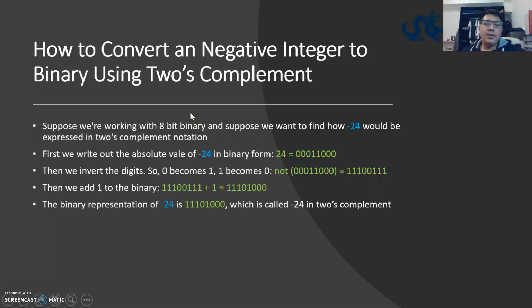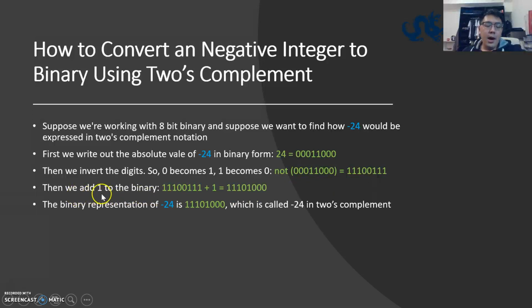And how do we convert a negative integer to binary using 2's complements? Well, there are several steps. Let me also explain this with an example. Suppose we are working with 8-bit binary, and suppose we want to find out how negative 24 would be expressed in 2's complement notation. First, we write out the absolute value of negative 24 in binary form, which is going to be 0001 1000. Then we invert the digits, so 0 becomes 1 and 1 becomes 0. So it turns out to be 1110 0111.